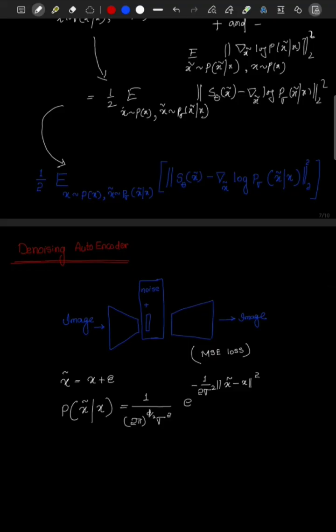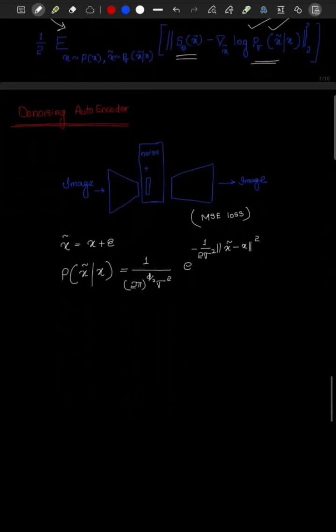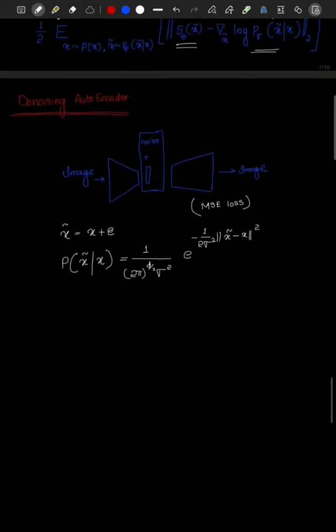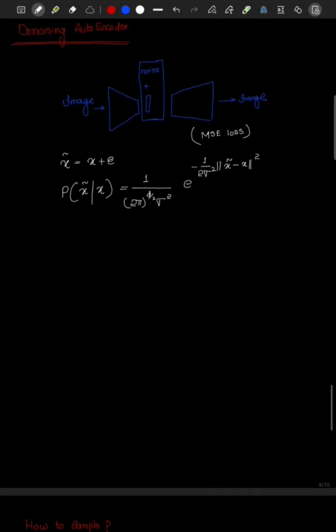Now again the bottleneck is how to compute this part. Because s theta of x tilde, we can do through a neural network simulation or neural network training, but what about this thing? To compute this particular term, let's apply the denoising autoencoder concept.